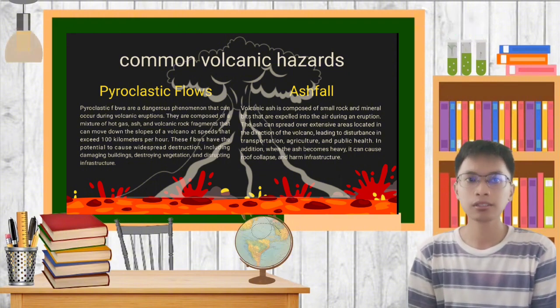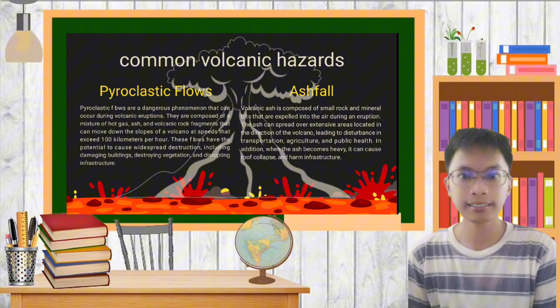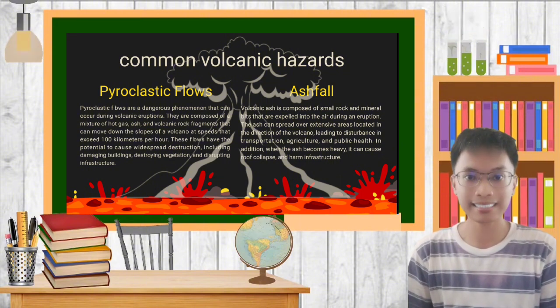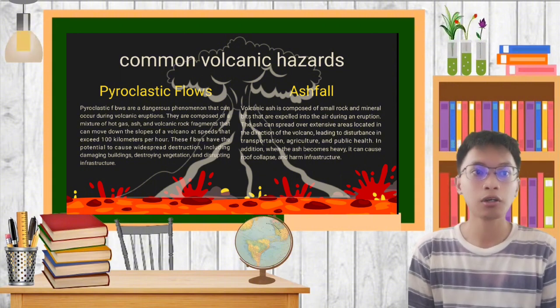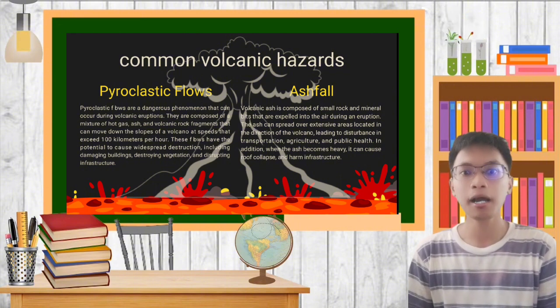Imagine a scorching, fast-moving avalanche of hot ash, rock fragments, and gas. This is a pyroclastic flow, one of the most dangerous volcanic hazards. It can travel at a speed exceeding 100 miles per hour and incinerate everything in its path. The eruption of Mount Vesuvius in 79 AD buried the Roman cities of Pompeii and Herculaneum under the deadly pyroclastic flow.